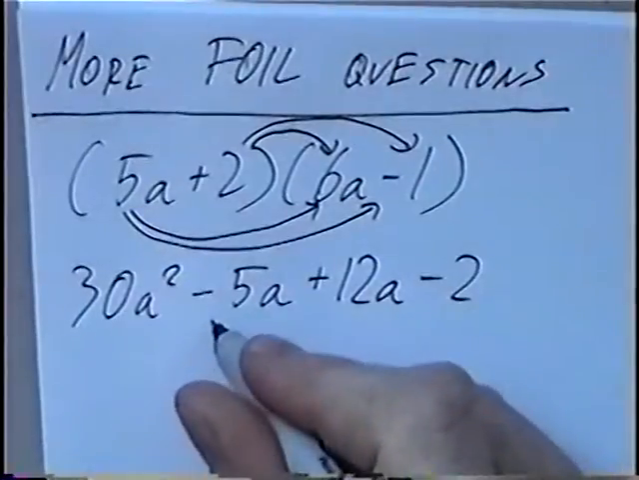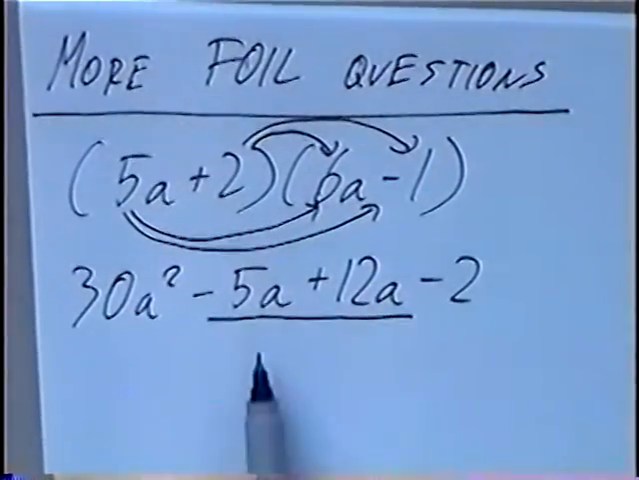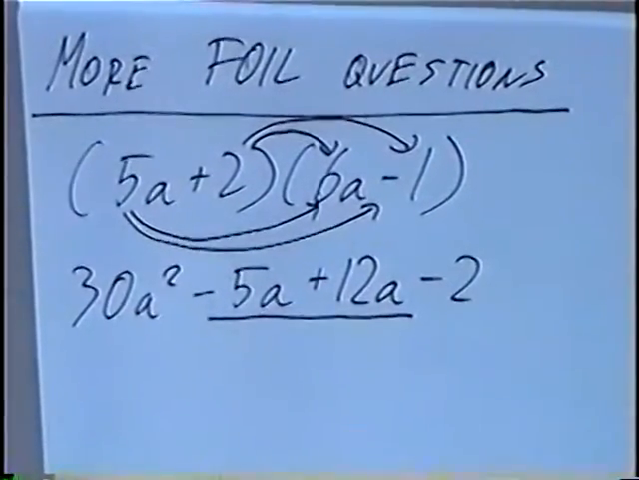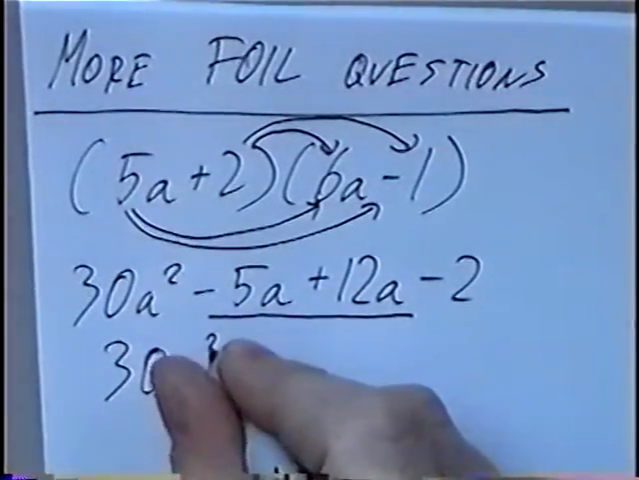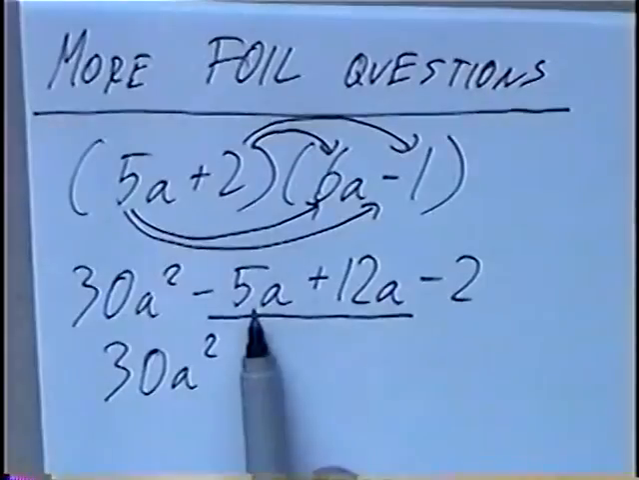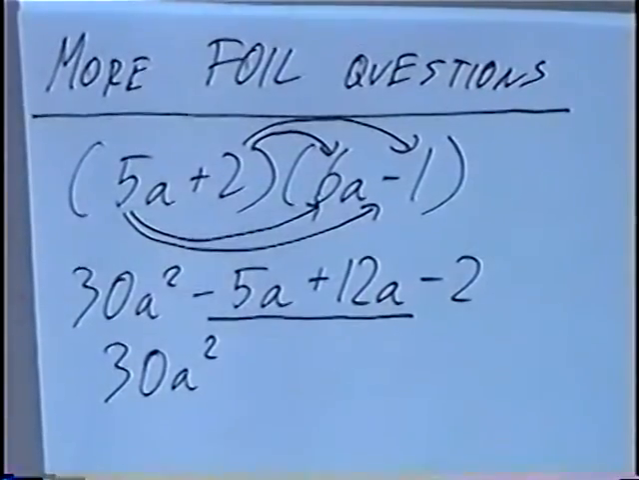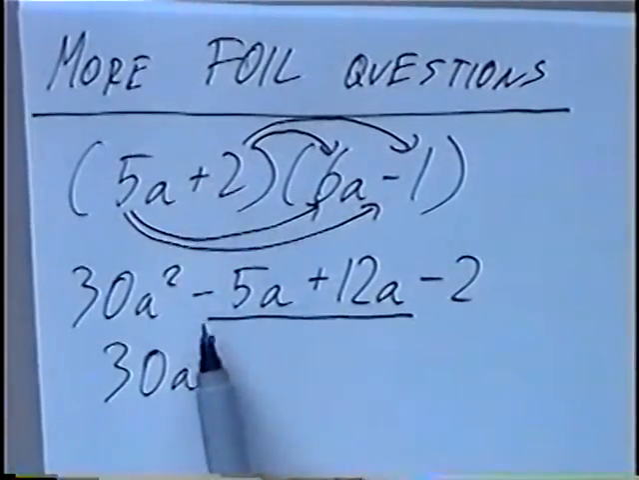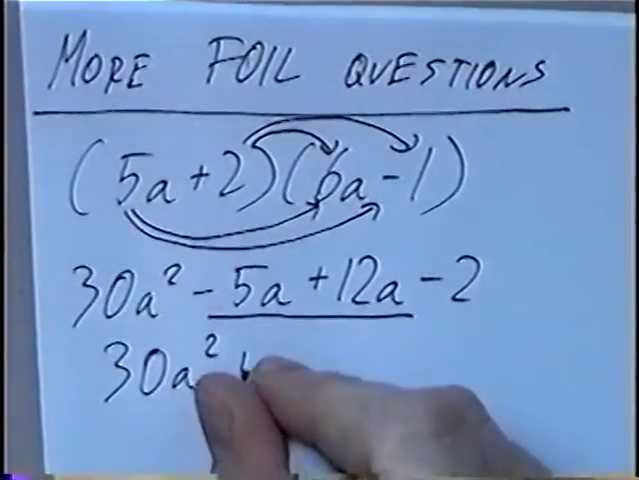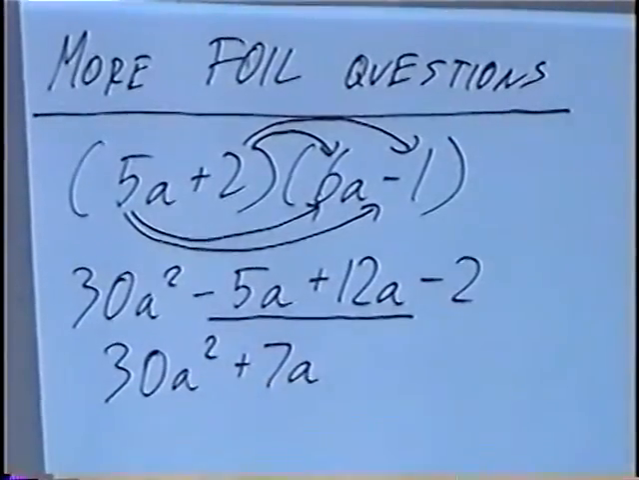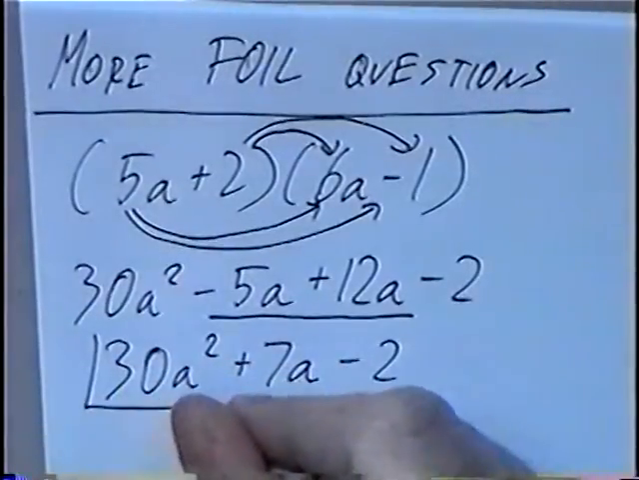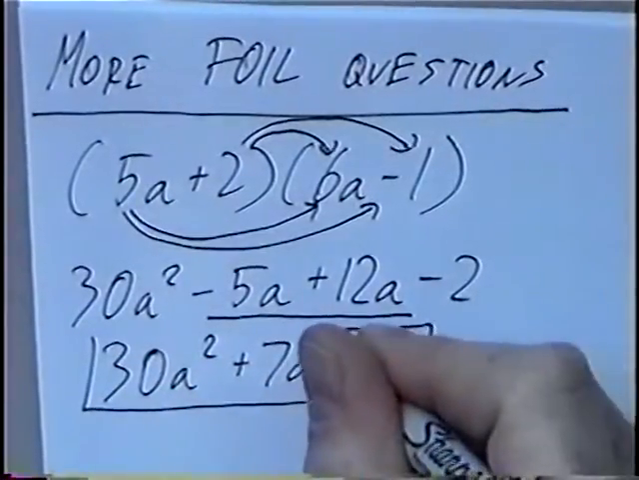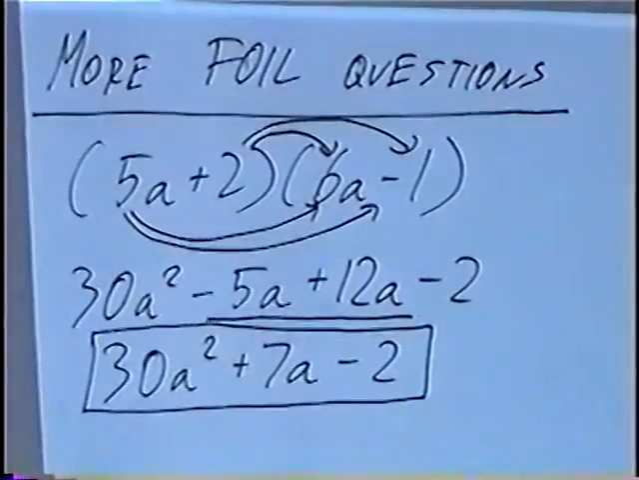And again, when multiplying by FOIL, most of the time the middle two terms will be like terms. We can combine those for our final answer, which would be 30a squared. Negative 5a plus 12a will be the same as 12 minus 5, which would be a positive 7a minus 2. So our final answer, 30a squared plus 7a minus 2.